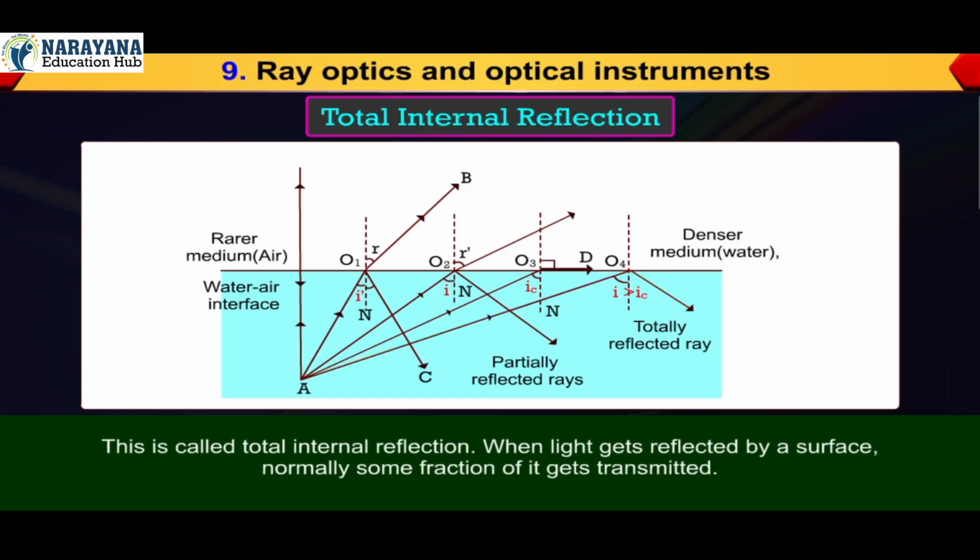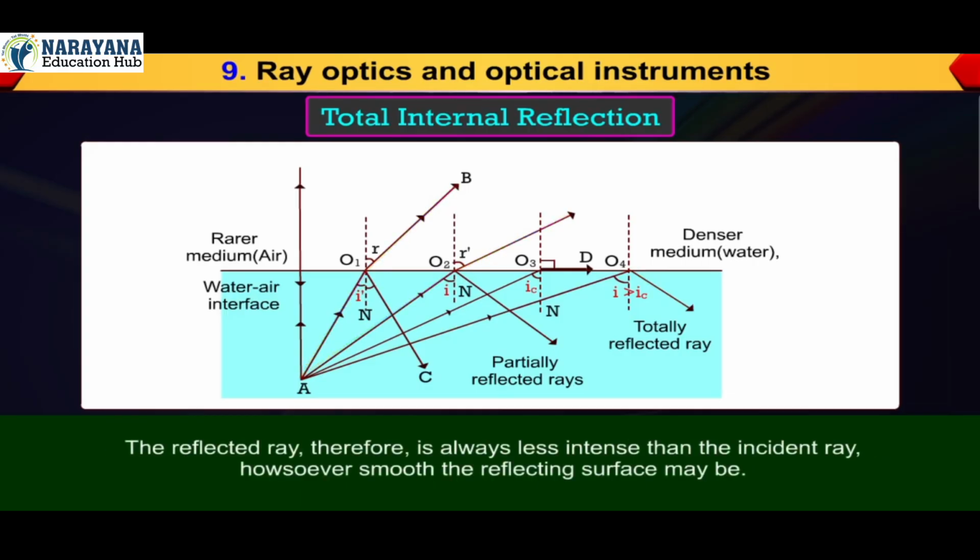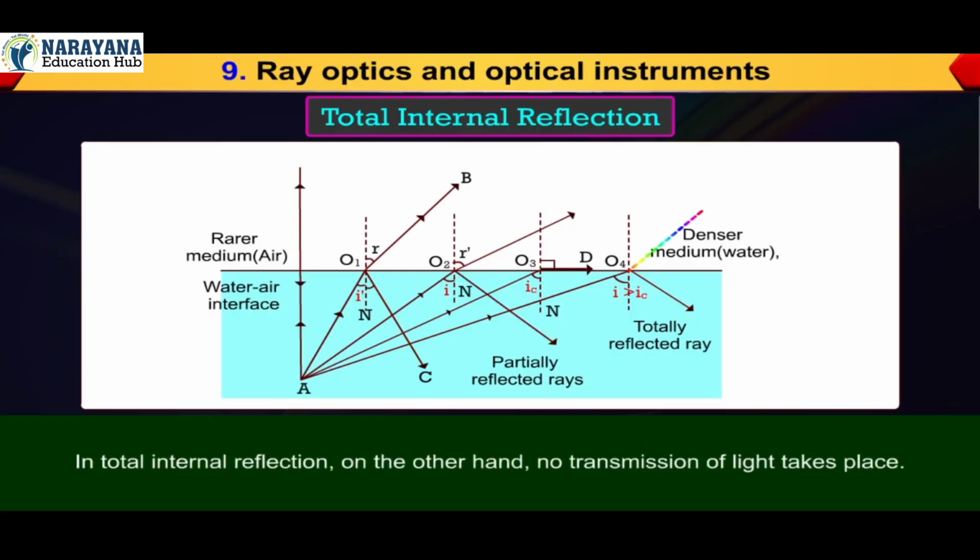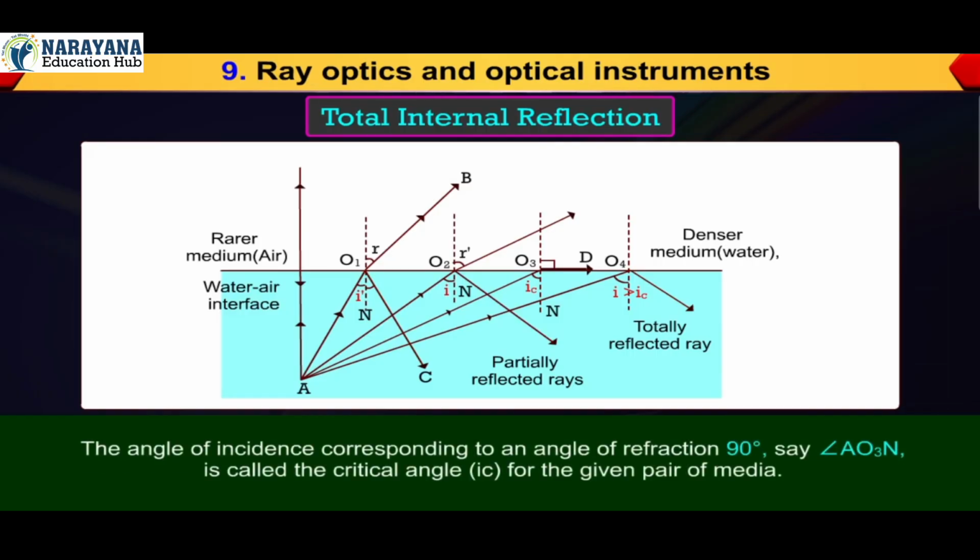When light gets reflected by a surface, normally some fraction of it gets transmitted. The reflected ray, therefore, is always less intense than the incident ray, howsoever smooth the reflecting surface may be. In total internal reflection, on the other hand, no transmission of light takes place. The angle of incidence corresponding to an angle of refraction 90 degrees, say angle AO3N, is called the critical angle ic for the given pair of media.